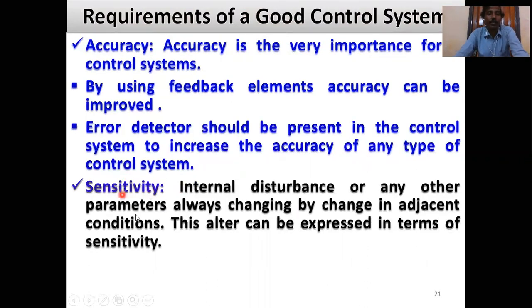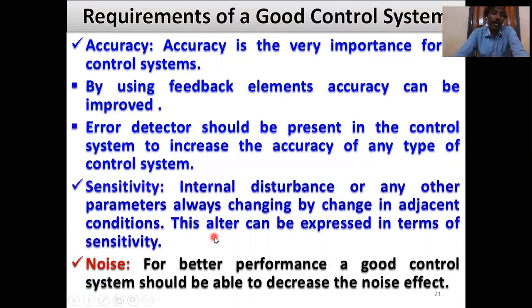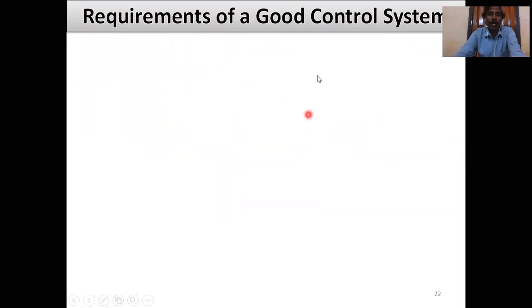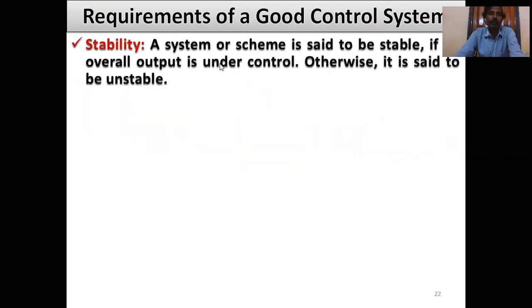And sensitivity, this is also an important part. Internal disturbances or other parameters are always changing with changes in adjacent conditions. This alteration can be expressed in terms of sensitivity. So sensitivity is very important. Another section, noise. For better performance, a good control system should be able to decrease the noise effect. So this is a very important requirement of good control systems.